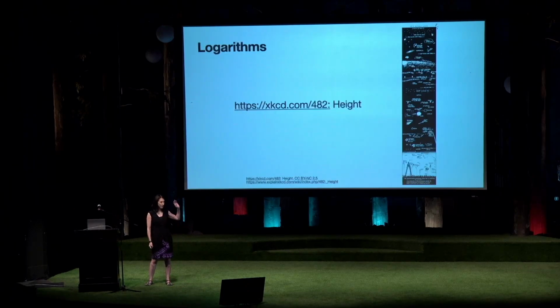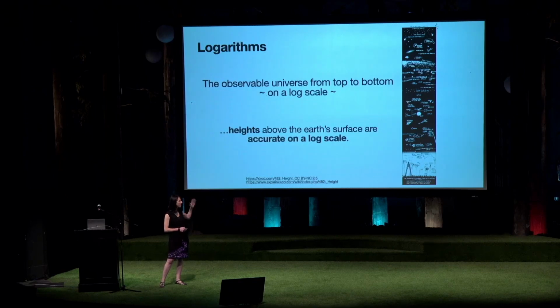The very first thing is logarithms, and obviously for that, we're going to use XKCD. So this is the XKCD on height, and this XKCD contains the entire contents of the universe. I know it looks tiny up there, but that's what it contains. The objects and the sizes of those objects are not to scale, but what's to scale here is the height of where those objects are placed. And this is accurate on a log scale.